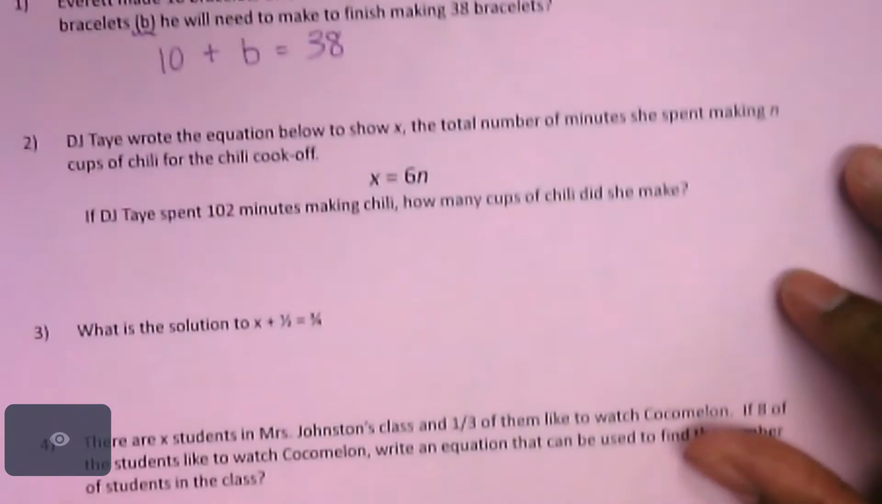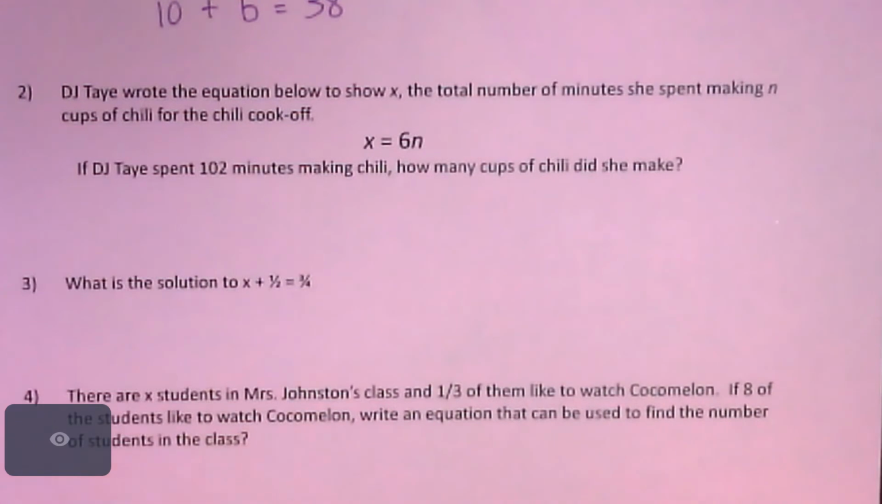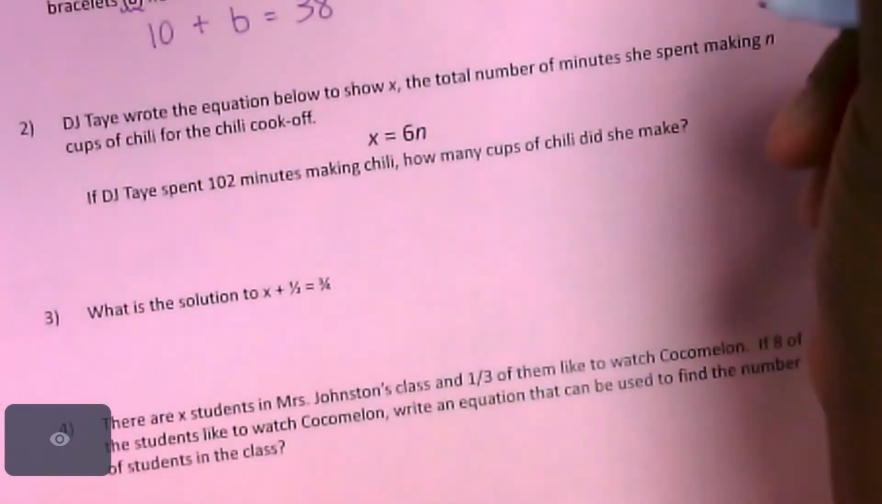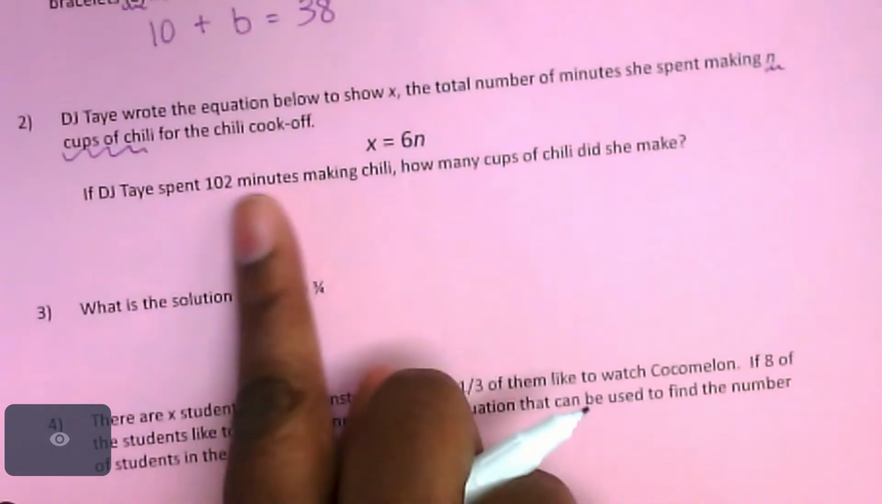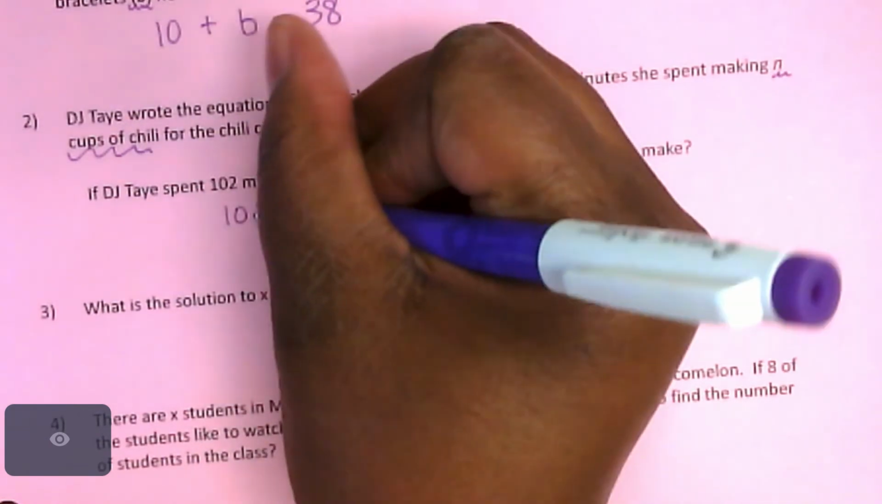All right, let's look at number 2. DJ Tay wrote the equation below to solve X, the total number of minutes she spent making N cups of chili for the chili cook-off. All right, so pay close attention and notice that it's X equals 6N. So what we're going to be doing here is we know that N is for the cups of chili, right? That's what we're going to be solving for, and it tells us that X is the total number. So let's pop that in.